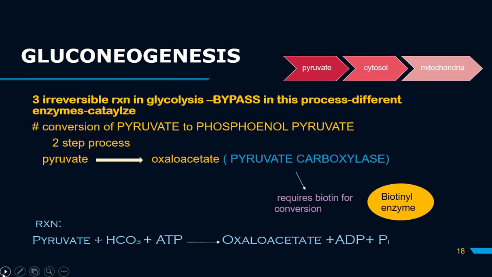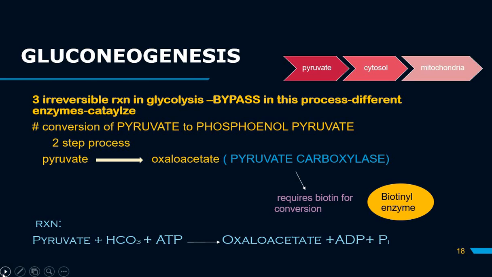Other than these 3 reactions, the 7 remaining reactions are reversible and they are same as in glycolysis. So let's move into those 3 irreversible reactions. First is converting pyruvate to phosphoenol pyruvate.